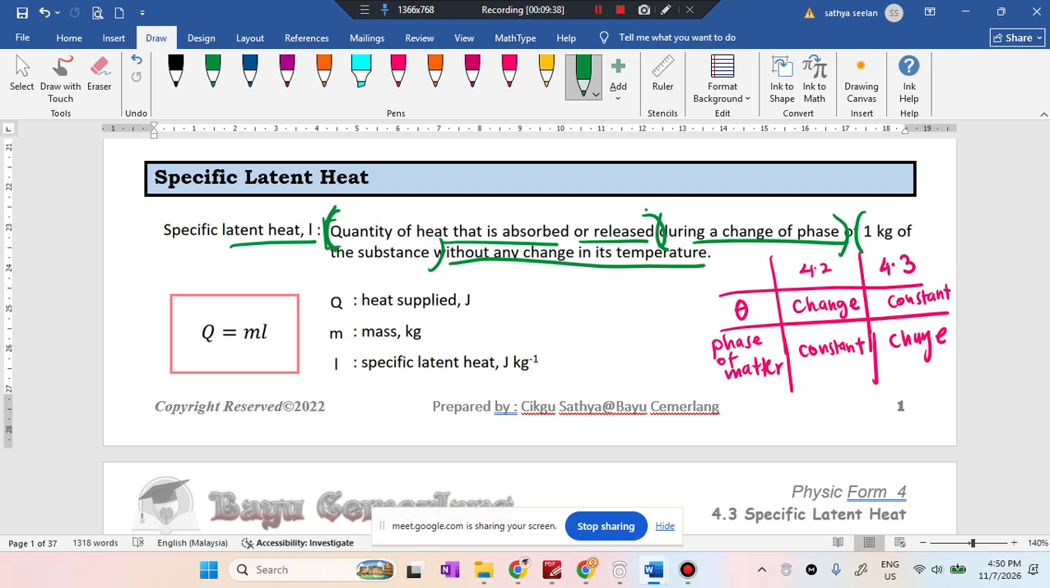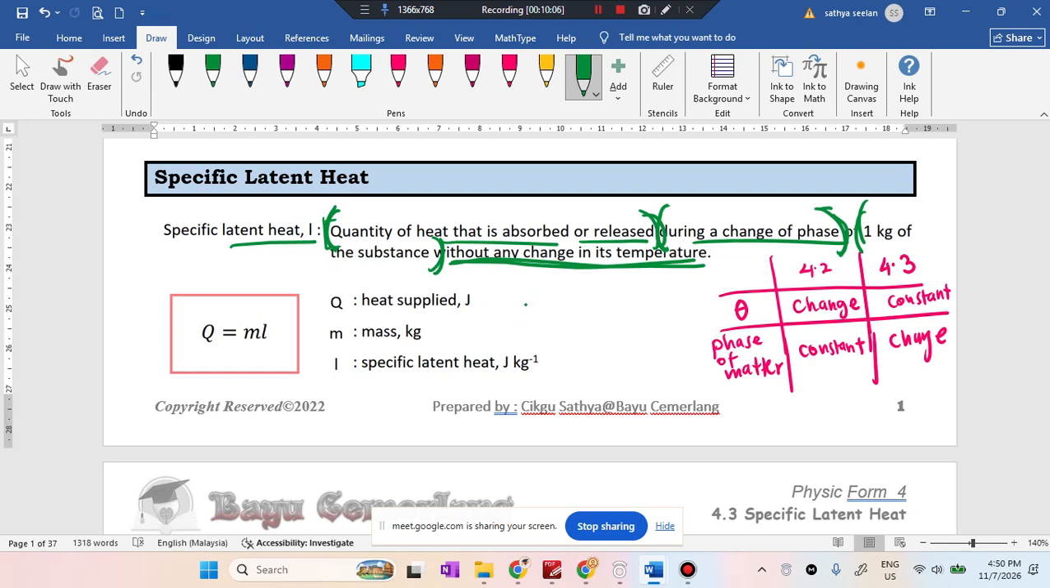Okay, like apa yang cikgu buat. Quantity of heat that is absorbed or released. Okay. When? During the change of phase of what? Of 1 kg substance. And what is the syarat? Without any changes in its temperature. So, quantity of heat absorbed or released during the change of phase of 1 kg without having any change in temperature.